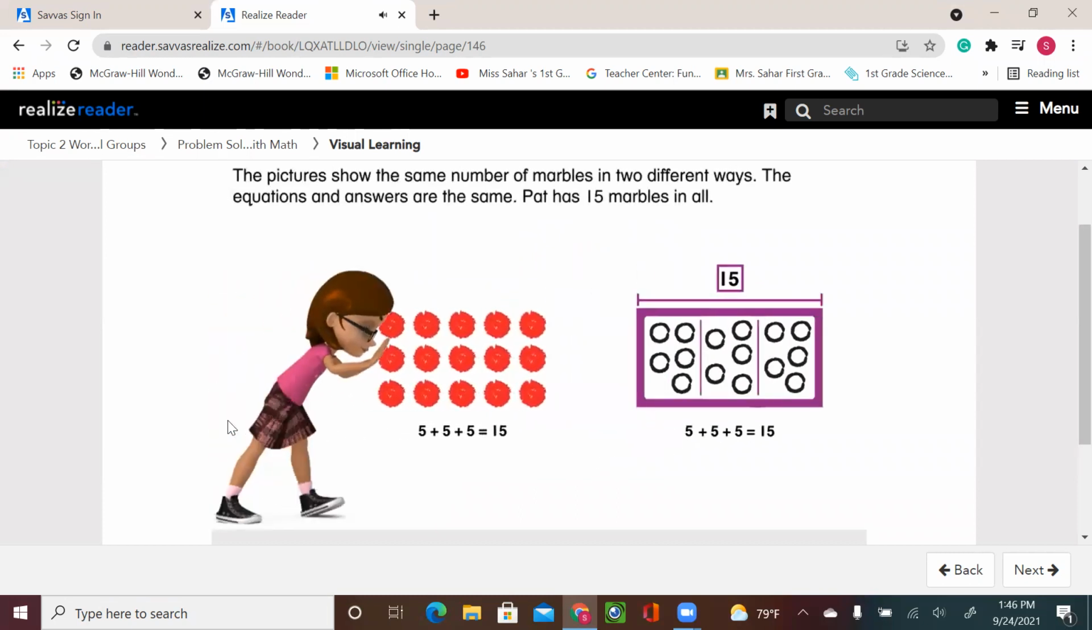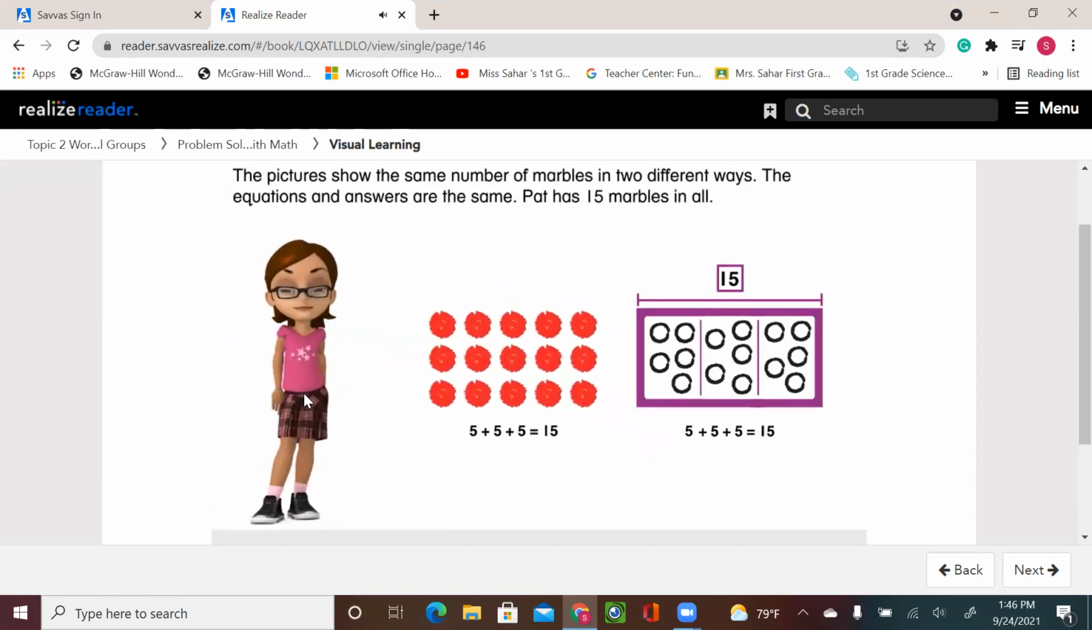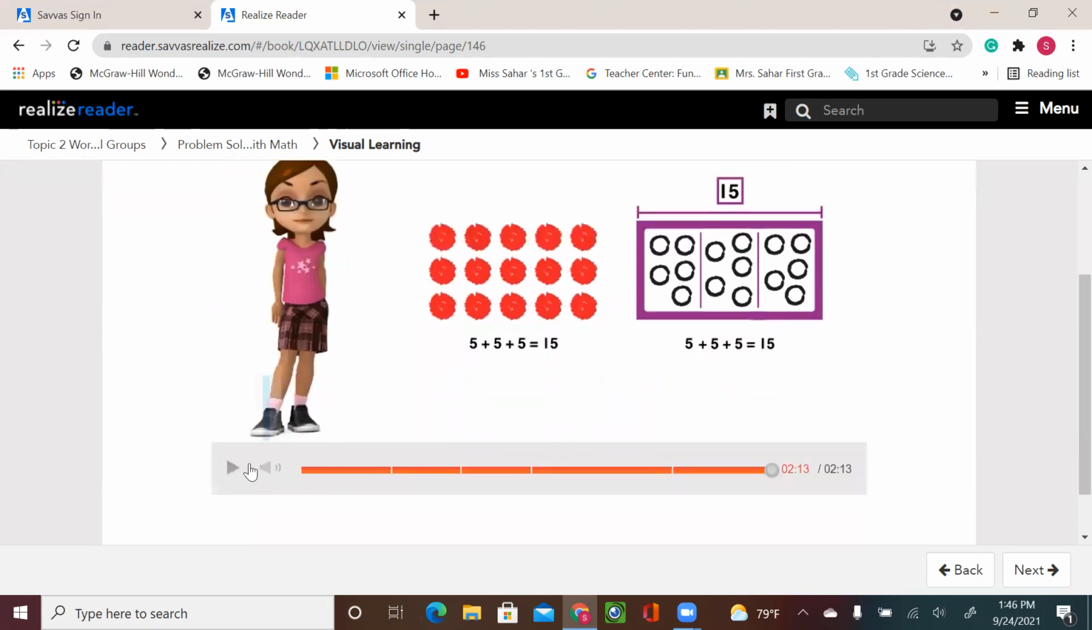The pictures show the same number of marbles in 2 different ways. The equations and answers are the same. Pat has 15 marbles in all. So in this example, we use the rows. So we say we have 3 rows, and in each row we have 5 marbles or 5 dots, which represents marbles. So that's why we said 5 plus 5 plus 5, 3 times. This is if we're using the rows.